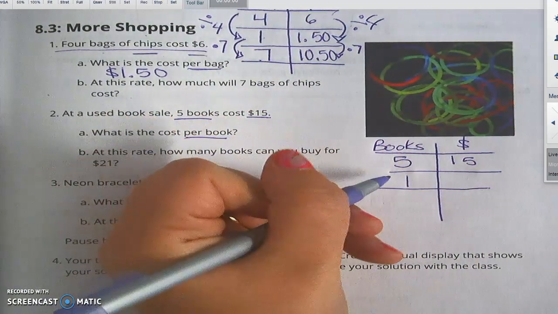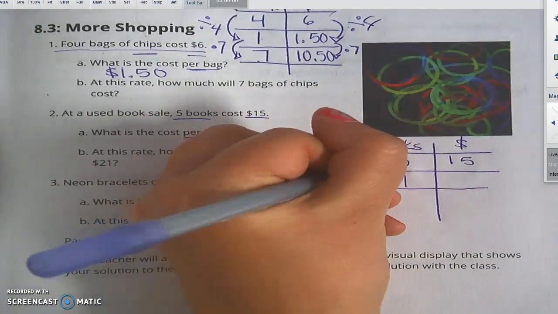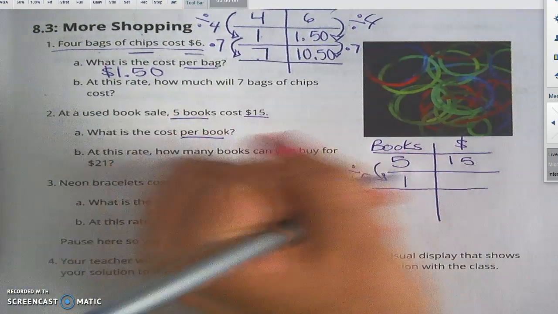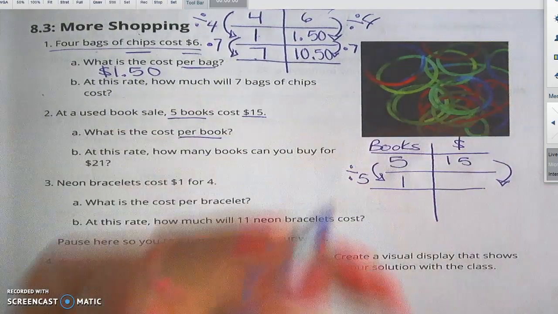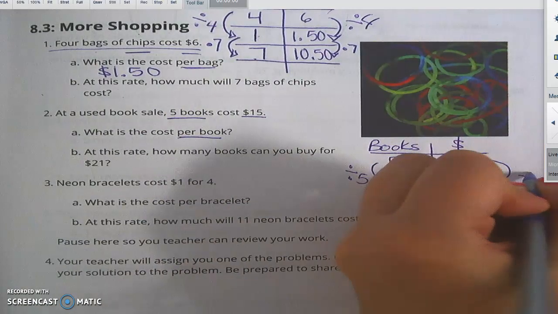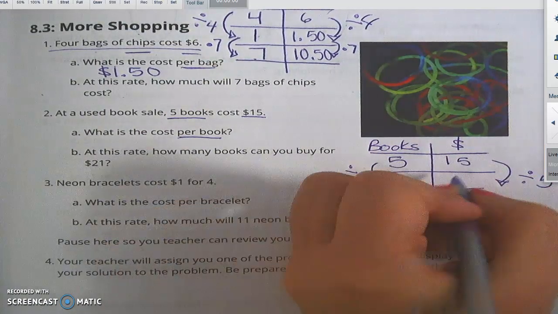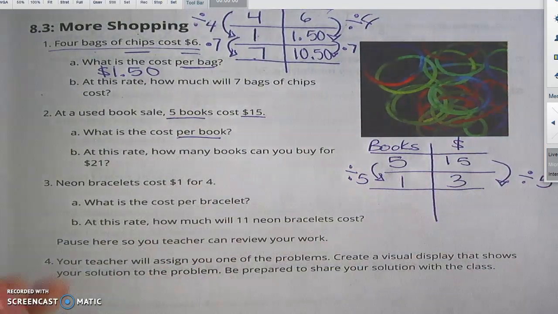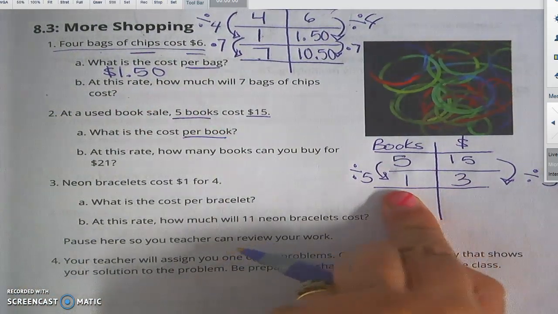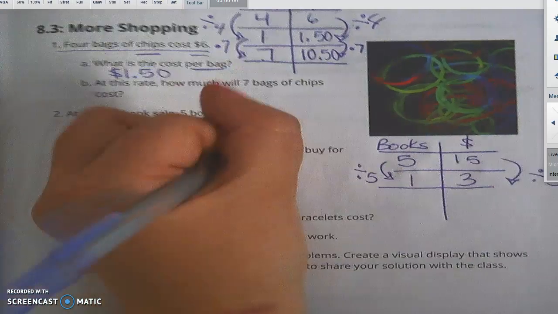And I need to get from 5 down to 1, so I'm going to do 5 divided by 5 gives me 1. And if I do something to one side of my ratio, I have to do the same thing to the other side. So 15 divided by 5 gives me 3. So it is $3 per book. This row shows me 1 book, $3.